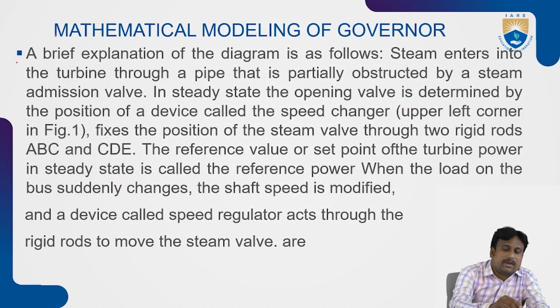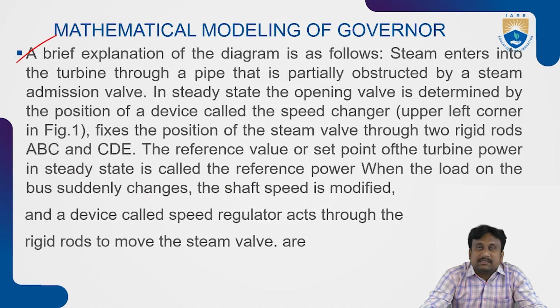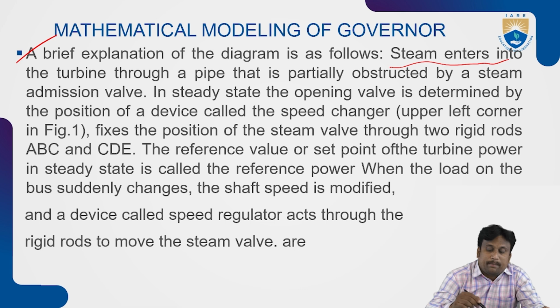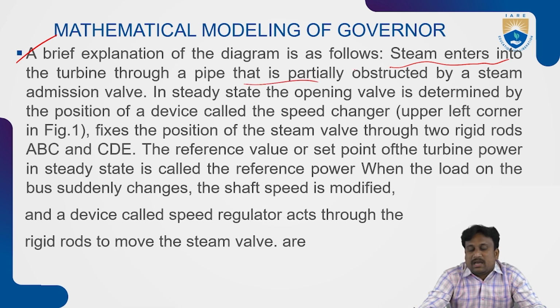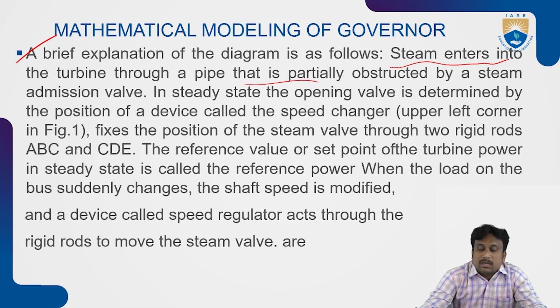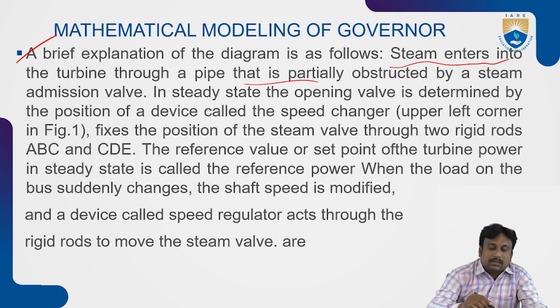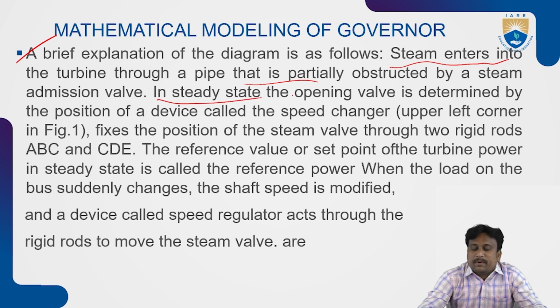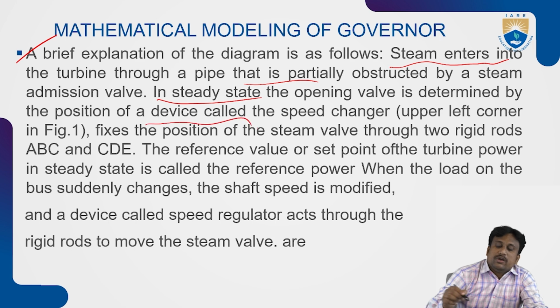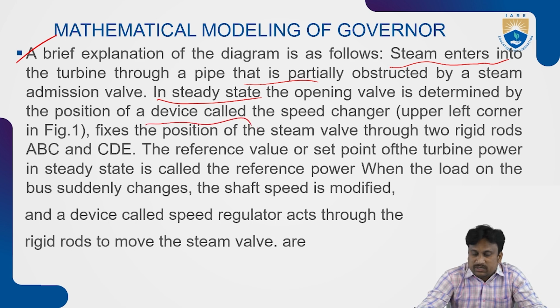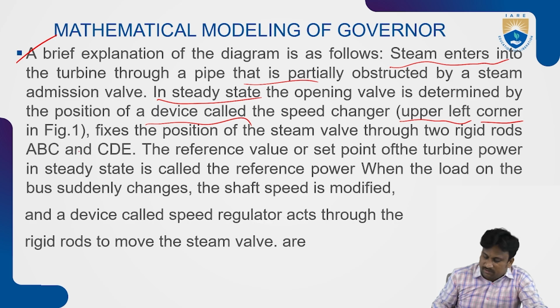Here we will make a simple analysis with a brief explanation of the diagram. Steam enters the turbine through a pipe that is partially obstructed by a steam admission valve. In steady state, the valve opening is determined by the position of a device called the speed changer, which is at the upper left corner shown in figure 1.